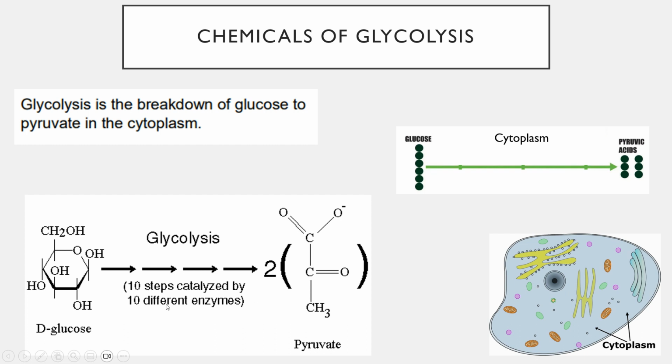But in terms of the intermediates, the only chemical names you need to know is what you start with, the glucose, and what you end with, the pyruvate.